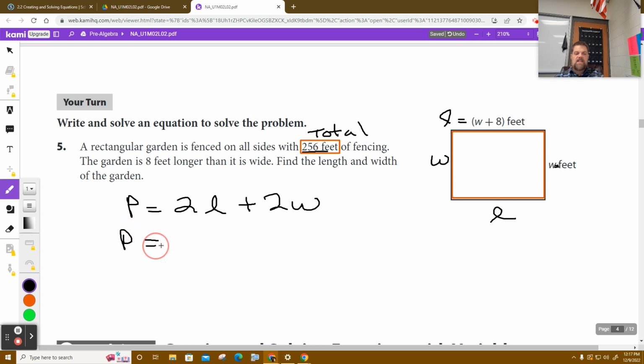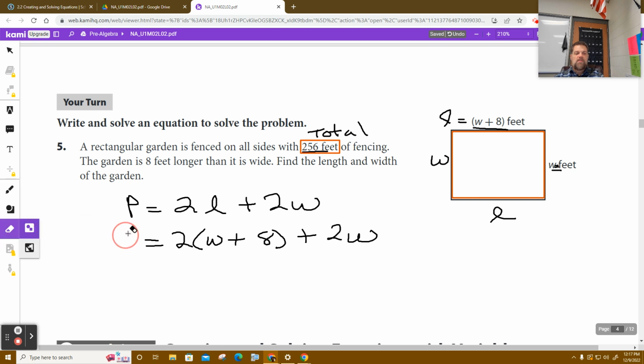So then what's the length? Well, it's 2 times this stuff because this is the length. So I'm going to say 2 times W plus 8. And what's the width? Well, we don't know, so we just say W. Okay? But actually, do we know the perimeter? Yeah, the perimeter is 256. They told us that, right?